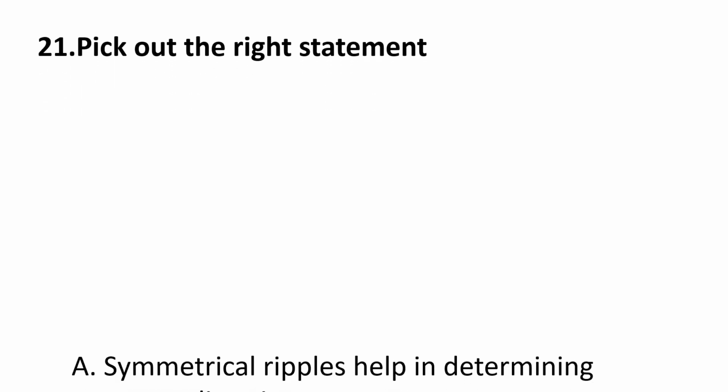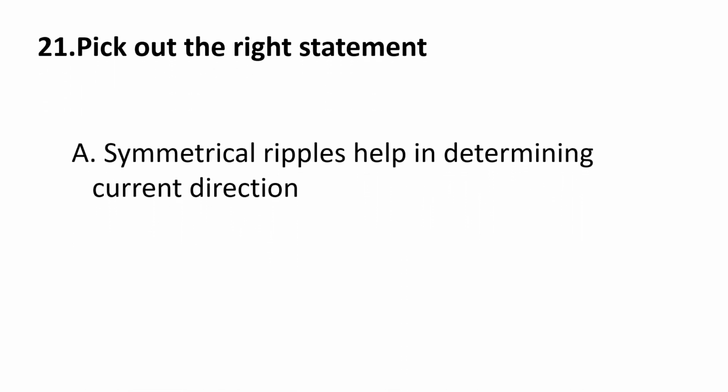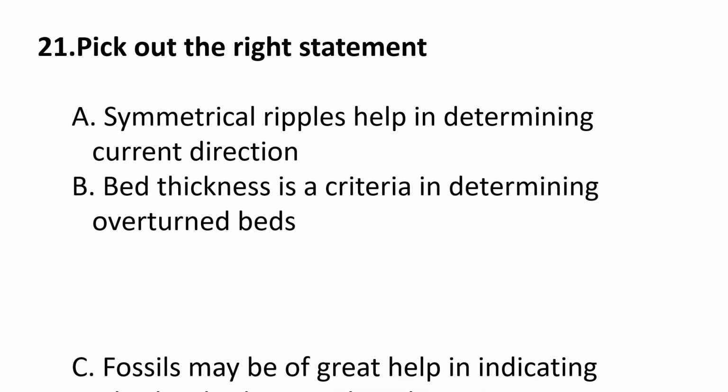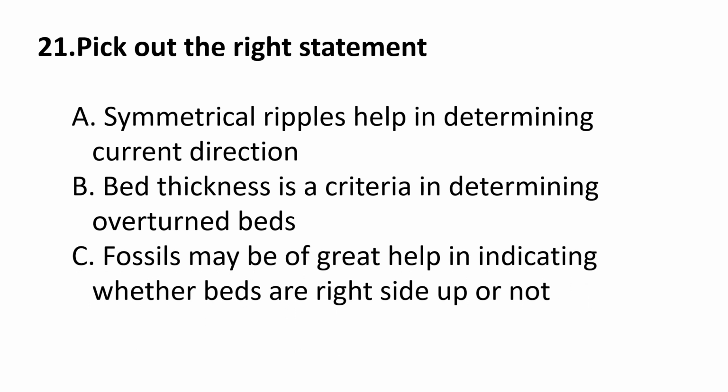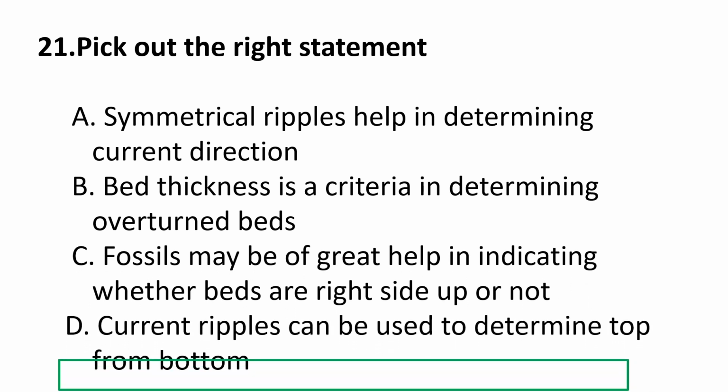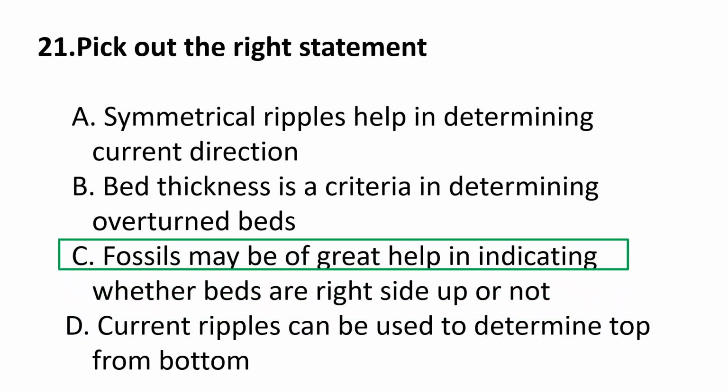Coming to the 21st question, pick out the right statement. A, symmetrical ripples help in determining current direction. B, bed thickness is a criterion in determining overturned beds. C, fossils may be of great help in indicating whether beds are right side up or not. D, current ripples can be used to determine top from bottom. So the correct answer is C, fossils may be of great help in indicating whether the beds are right side up or not.